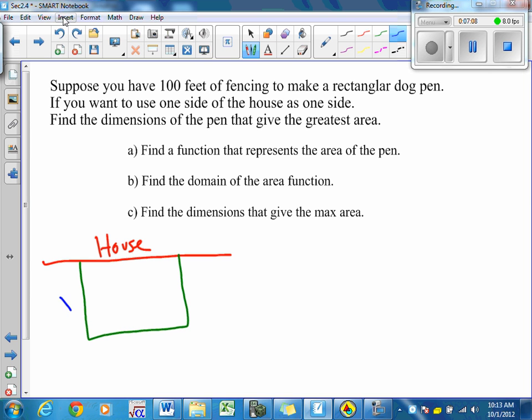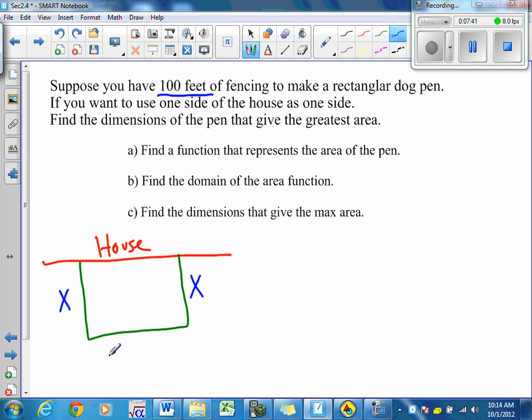I'm going to make this X right here. So if this side is X and this side is X, and I know I have 100 feet to make the green, I've used X over here and X over here, that's 2X. What I have left for this side is 100 minus 2X. So I draw the picture to help me. Now I want to find the area.